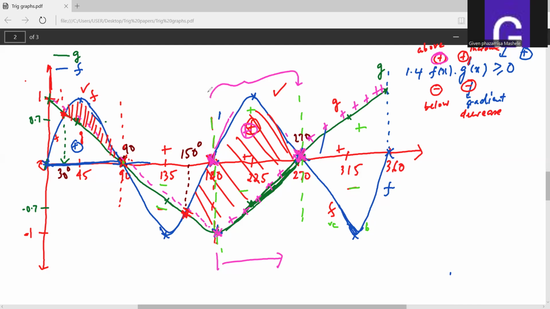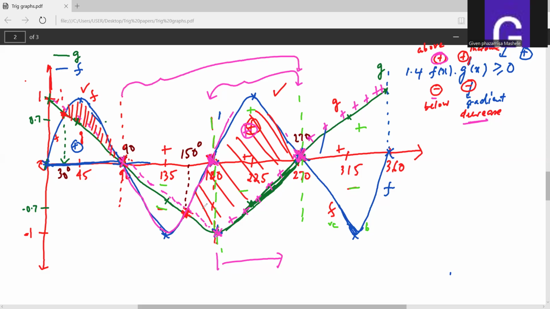Let's go and check another one. Here we want where g is decreasing, but at that time when it's decreasing, f must be below the x-axis. Where is that point? Obviously, it's from here. It is decreasing from 90, and at that time when it's decreasing, f is below the x-axis up until here. So the answer is from here up until here.